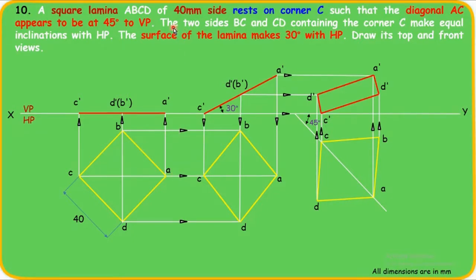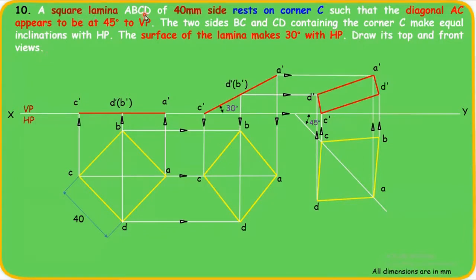And the next sentence: the two sides BC and CD, containing the corner, make equal inclinations with HP. What does this sentence mean? If this angle is 45 degrees, this angle and this angle will be the same. This is just to confuse you. The two edges will make equal inclinations with respect to the horizontal plane. And the last sentence: the surface of the lamina makes 30 degrees with HP. Draw its top and front views.